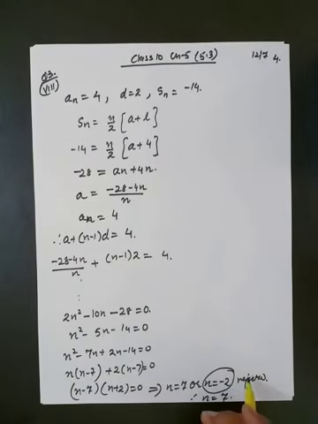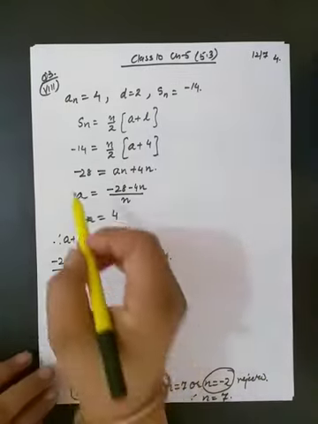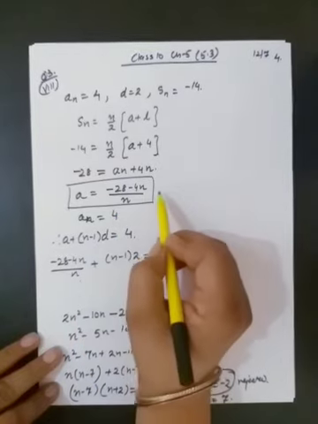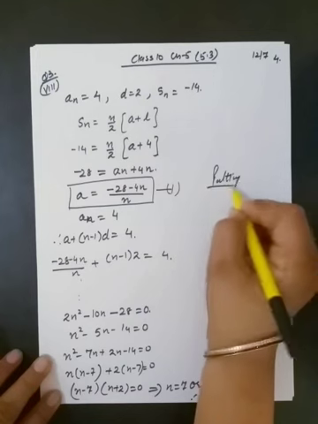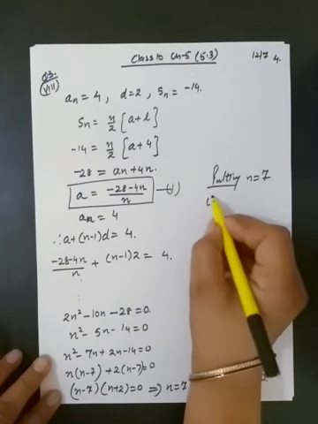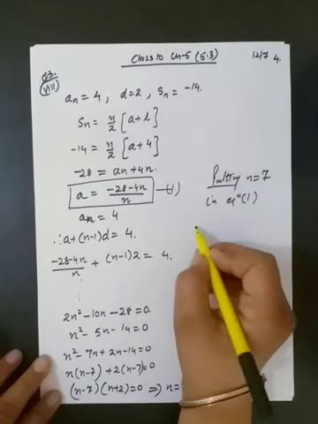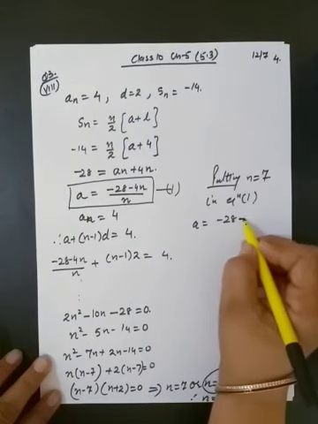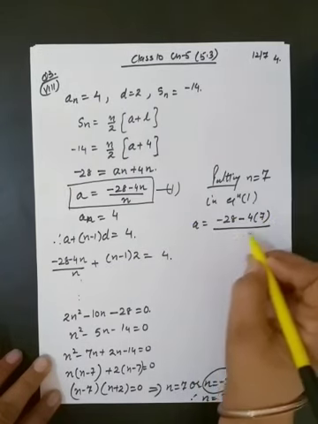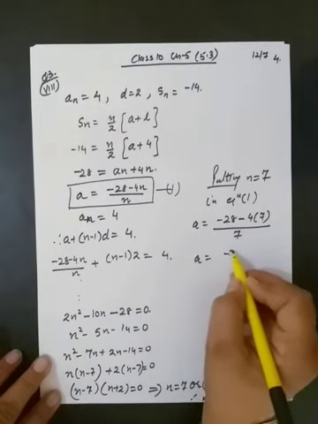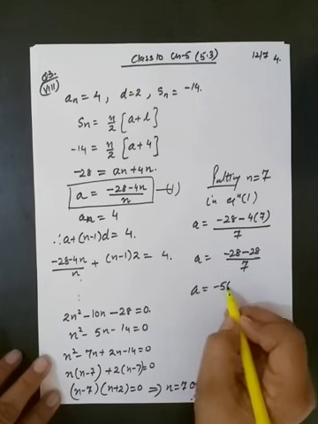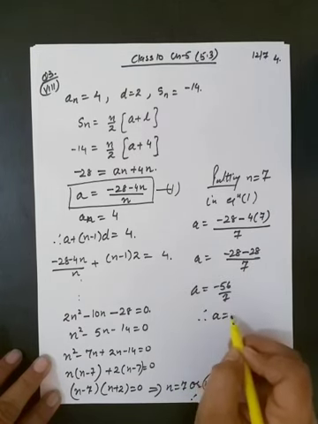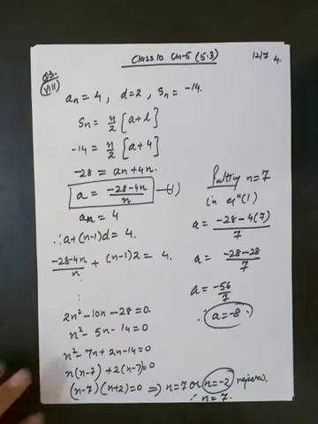Now we have to find a, the value of a. So we can put the value of n in equation number 1. Putting n is equal to 7 in equation 1, a is equal to minus 28 minus 4 into 7 by 7. A is equal to minus 56 by 7. So therefore a is minus 8.